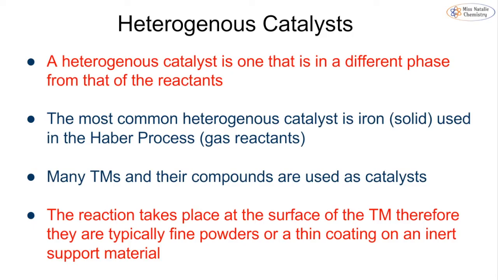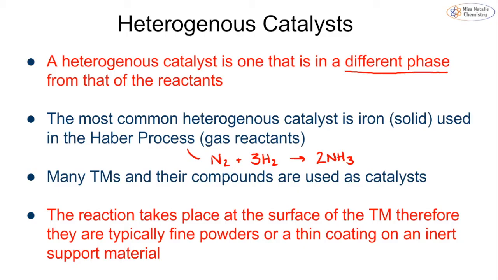So a heterogeneous catalyst is one that is in a different phase to that of the reactants, and typically the catalyst is a solid and the reactants are aqueous or gases. The most common heterogeneous catalyst that you've probably come across will be iron in the Haber process. So the Haber process being the formation of ammonia, and this requires an iron catalyst.